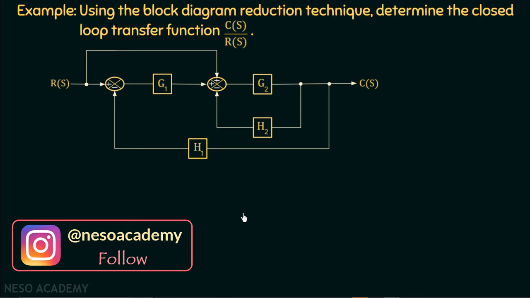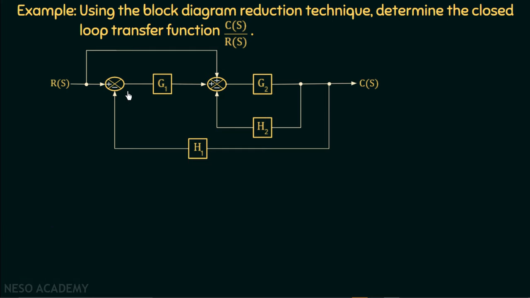We are given a block diagram representation and we need to find out its overall transfer function by using the block diagram reduction technique. If we observe the block diagram representation, it has two different adders. There are two blocks in the forward path having gain G1 and G2. There is a feedback having gain H2 which is connected to this adder. And there is one more feedback having gain H1 which is connected to this adder. The reference input is R(s) and the final output is C(s).